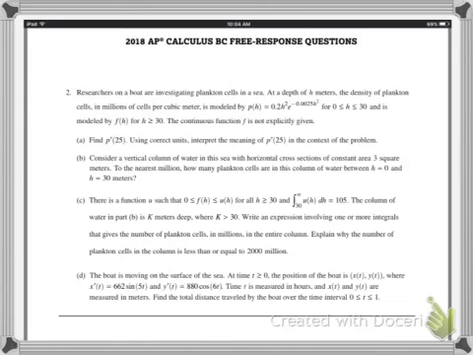So that means we need to use this function f and the original function. Write an expression involving one or more integrals that gives the number of plankton cells in millions in the entire column, and explain why the number of plankton cells in the column is less than or equal to 2,000 million, which is not a normal way of writing numbers, but it is a legitimate way, certainly, to write this.